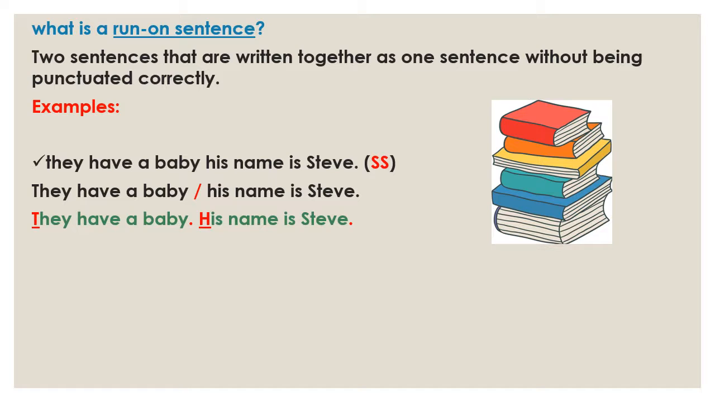How? By capitalizing the first letter and putting an end mark. This is how I punctuate correctly. You capitalize the first letter and then you put an end mark at the end of the sentence. This is how you correct a run-on sentence. The same thing with the other sentence. His name is Steve. I'm going to capitalize the first letter and put an end mark at the end of the sentence.